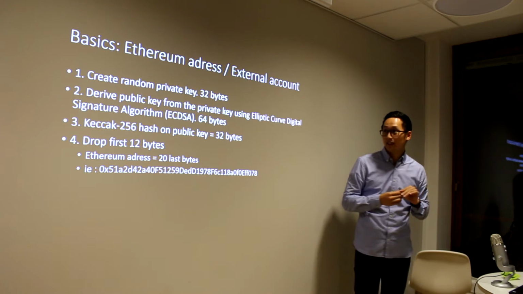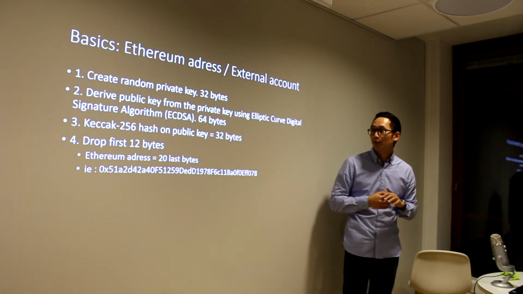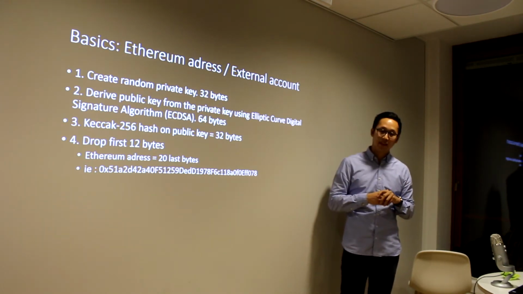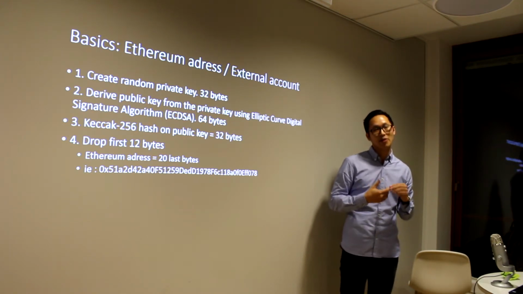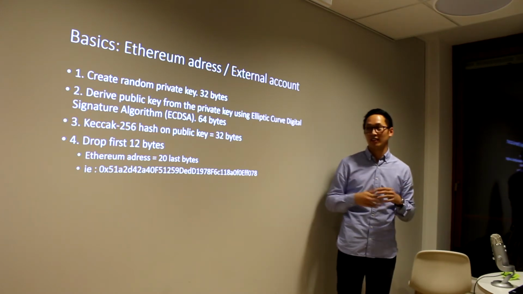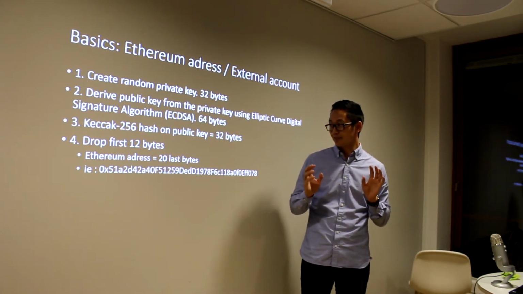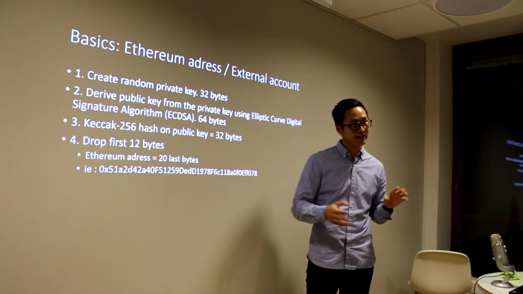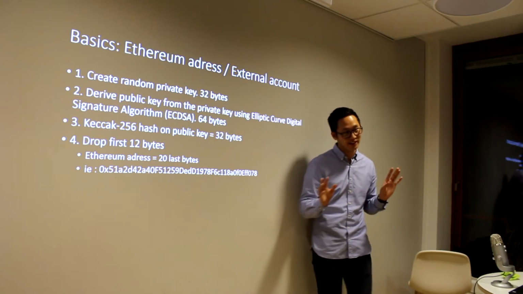And then you use the famous Keccak256 hash algorithm to produce a hash that is 32 bytes. And the standard hashing algorithm today is called SHA-3, but it was invented after Keccak256. But it's similar, Keccak256 and SHA-3. And the last step, you just drop the 12 first bytes, and then you will have 20 bytes left, and that's the Ethereum address.